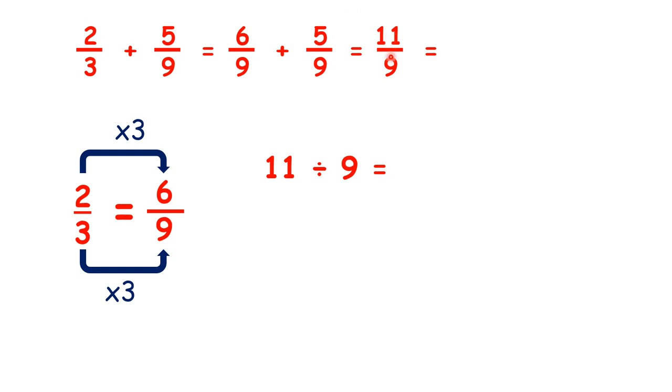Remember, a fraction is really a division, so we can get a mixed number from an improper fraction by dividing the numerator by the denominator. And that gives us 1 remainder 2, so that's 1 2/9, because 1 is the whole number, the remainder is the numerator, and the denominator stays the same.